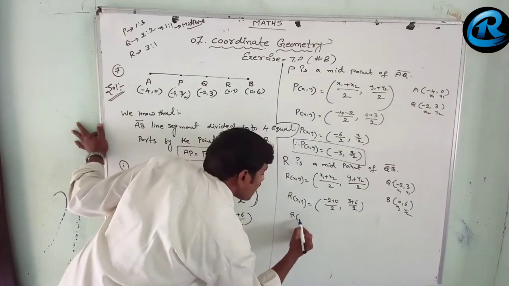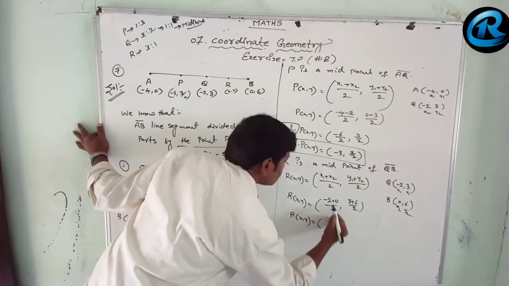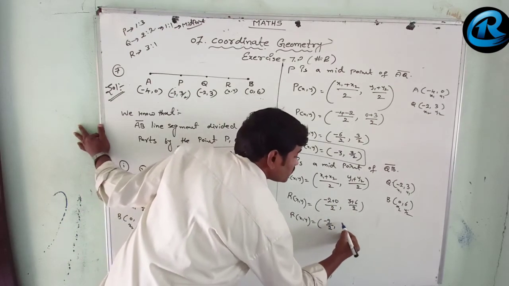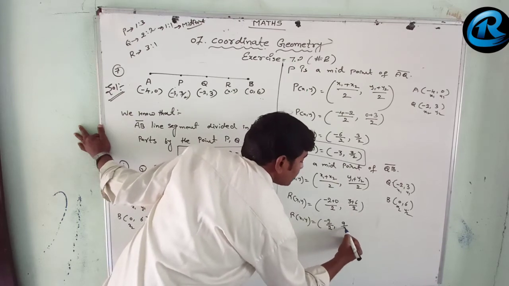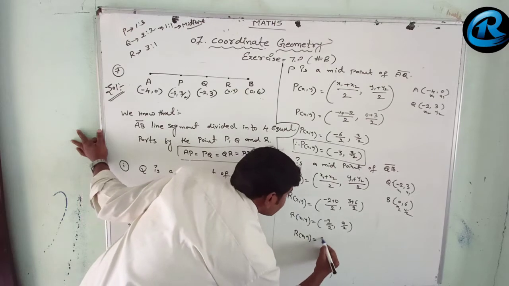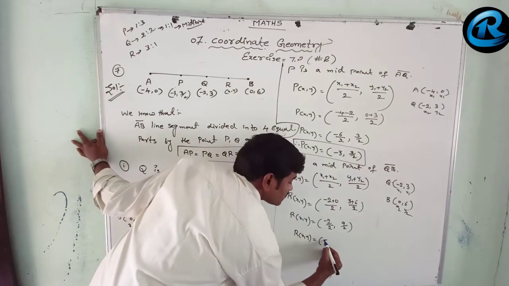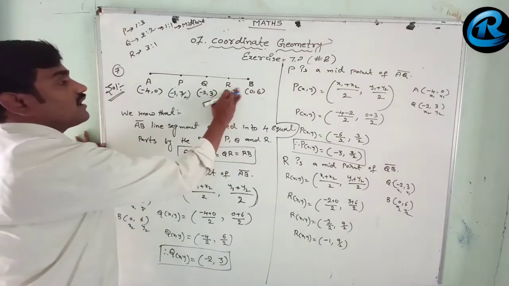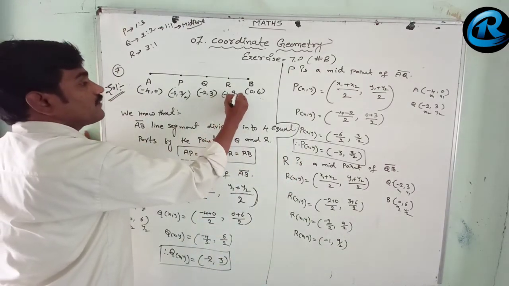So here R(x, y) is equal to (-2 plus 0, that is -2, by 2, 3 plus 6, it is 9, by 2). And it can be simplified again. R(x, y) equals (-2 by 2, that is -1, comma 9 by 2). So -1 and 9 by 2.